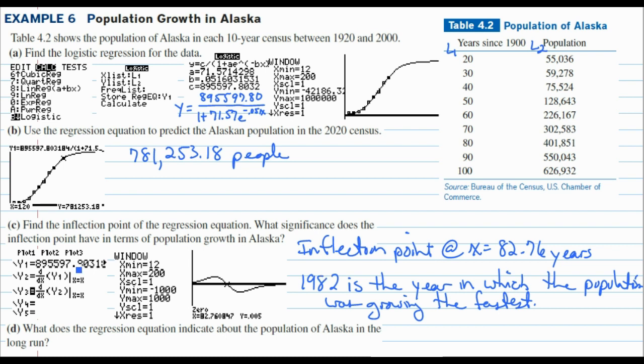And we could plug 82.76 into the first derivative to find out what that rate of growth was. But it doesn't ask me to do that, so I'm not going to do it.